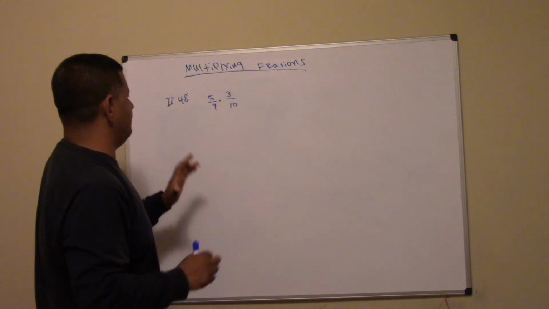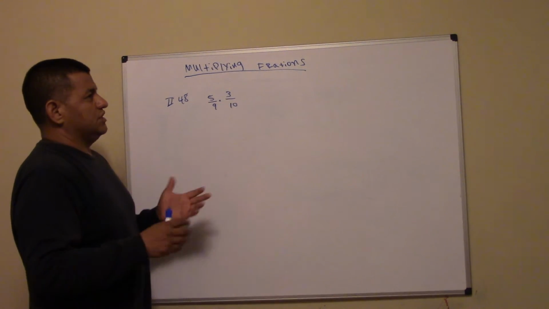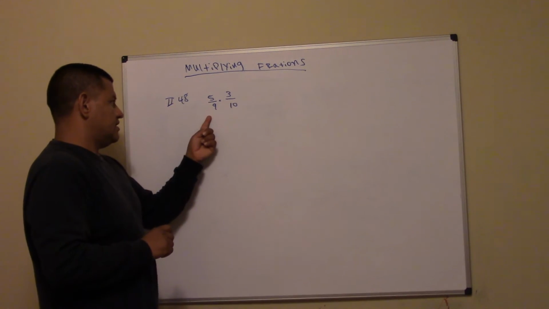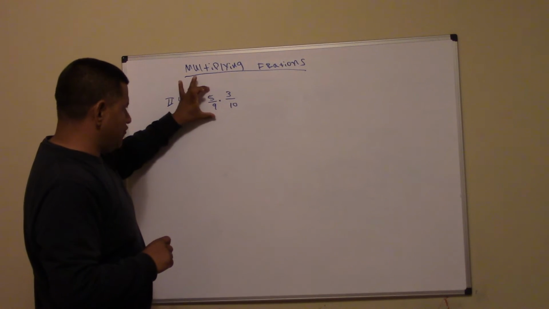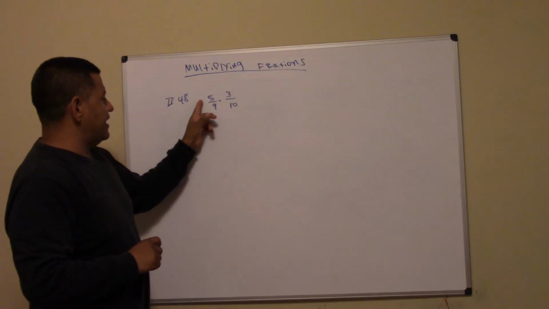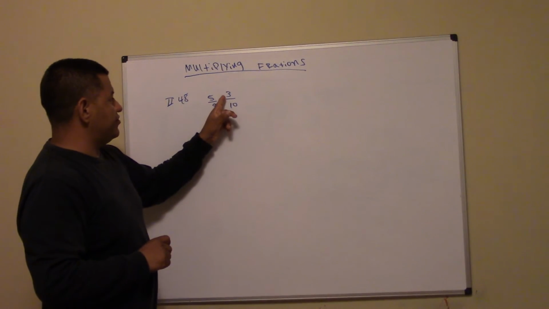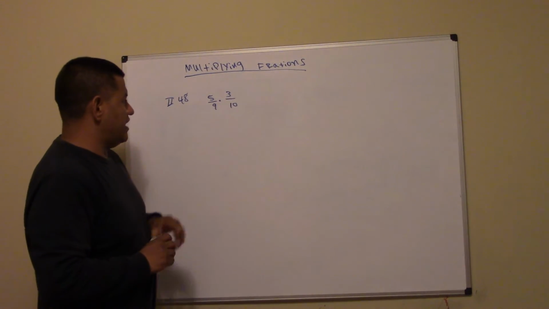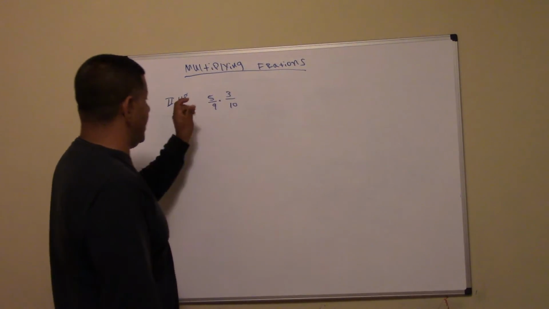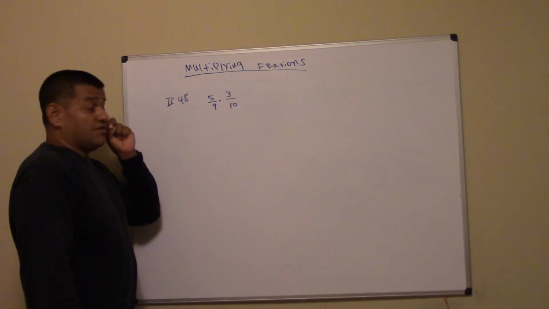First of all, when you're multiplying two numbers, 2 times 5 is 10. Well, in this case, you're multiplying two fractions, two pieces of a whole number. I am multiplying 5/9 by 3/10. So what I need to take into account is that I'm multiplying two fractions, and in order to do this, we have to recognize the numbers.